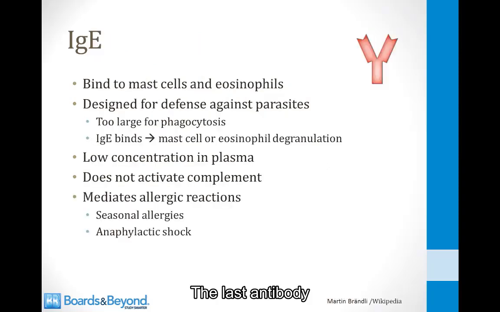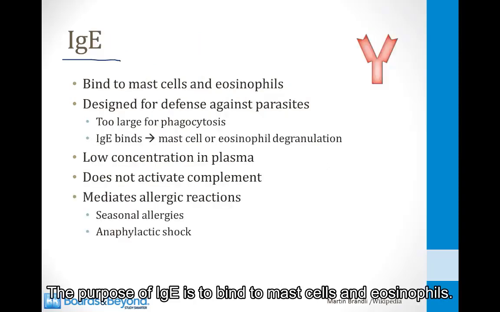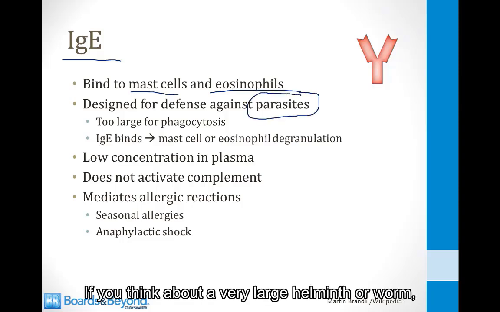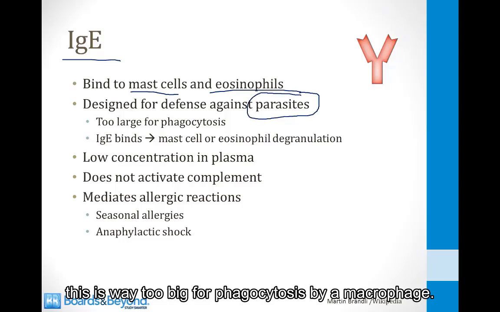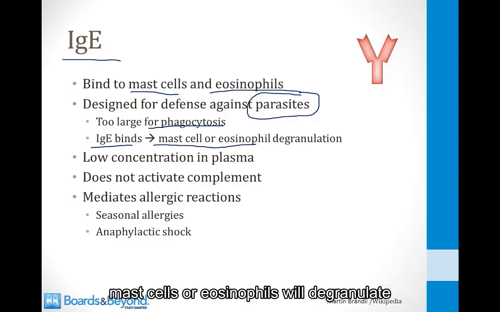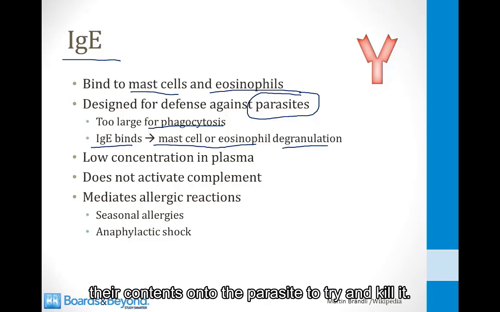The last antibody we'll talk about is IgE. The purpose of IgE is to bind to mast cells and eosinophils. It's designed for defense against parasites. If you think about a very large helminth or worm, this is way too big for phagocytosis by a macrophage, so IgE will bind, and as a result of the binding, mast cells or eosinophils will degranulate their contents onto the parasite to try and kill it.